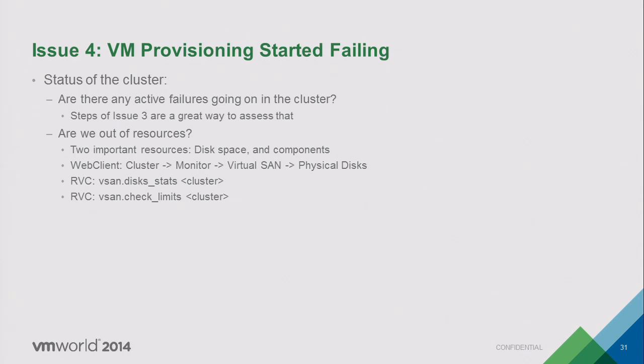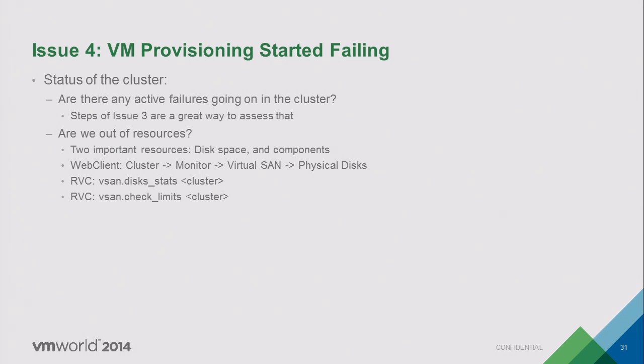Now the second thing: are we out of resources? Because every time we create a VM, we actually need to use some resources. So this is where the 2 important resources come in. Disk space, obviously, we need some disk space. But then something you might not have considered yet. Every time we create an object, there are 2 copies and a witness, or there might even be more copies, more witnesses, more stripes. Each one of those is called a component. And we have a system limit right now. Each host can host 3,000 of these components. That number will go up, but there is a limit, and it's relevant to know.